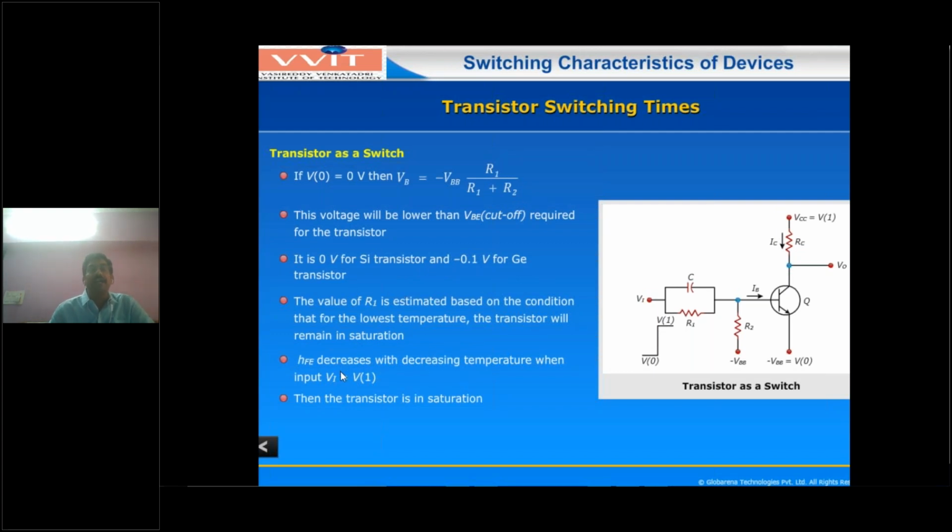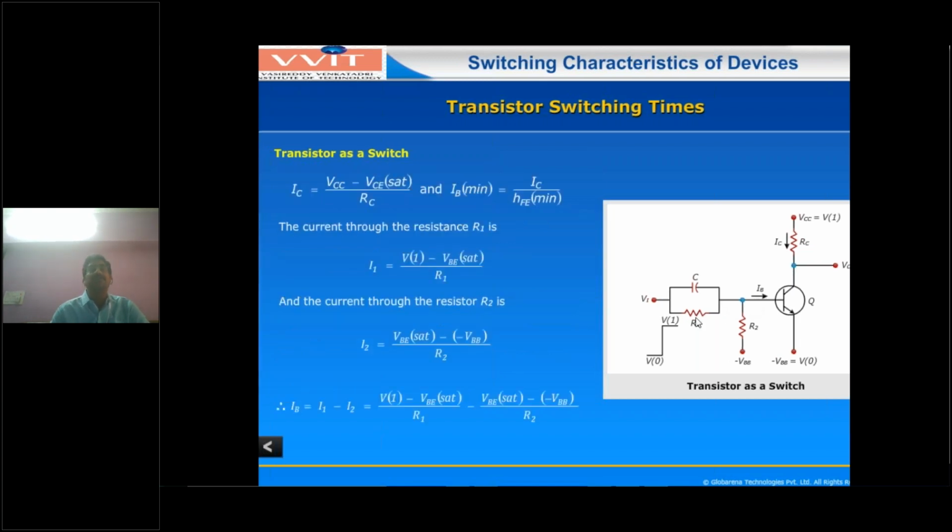Similarly, whenever input Vi equals V1, the transistor goes to saturation condition, because sufficient base current and base voltage are available. In this condition, what is IC? IC equals VCC minus VCE sat by RC. And IB minimum equals IC by hFE. We know the relation between beta or hFE equals output current IC by input current IB, so IB minimum equals IC by hFE minimum.